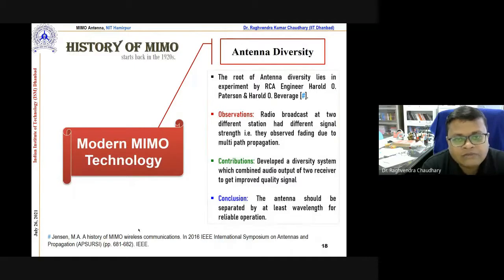Now let us try to understand first the history of MIMO. We'll start back in the 1920s. When we are talking about modern MIMO technology, this term derived from antenna diversity. First the term antenna diversity came, and after this MIMO technology and other things propagated.